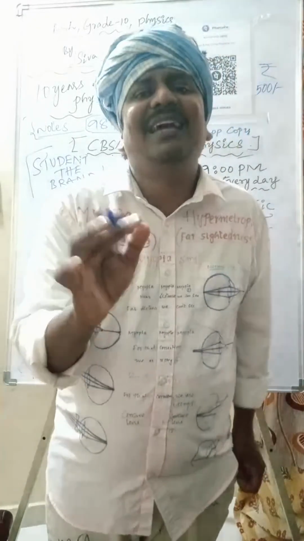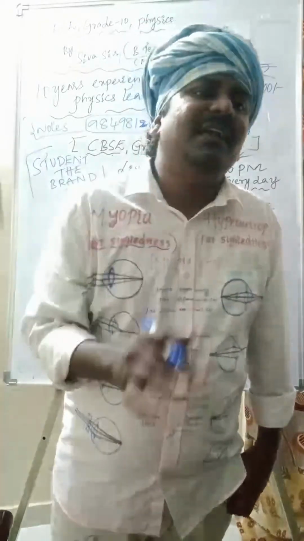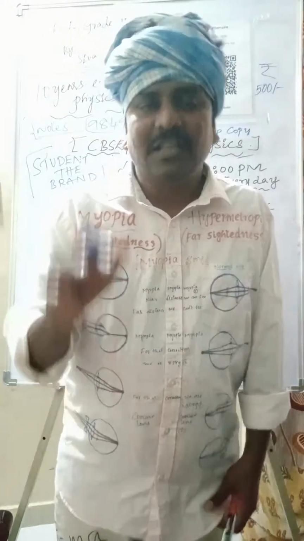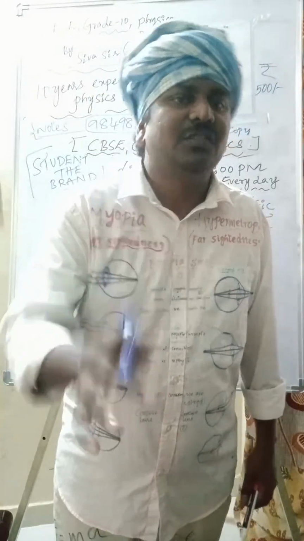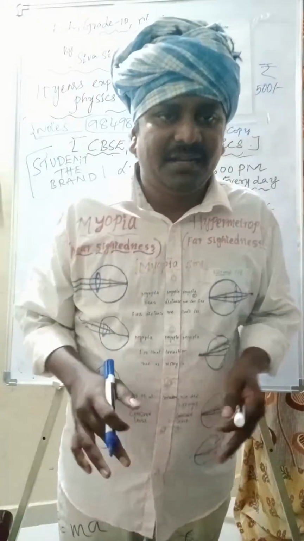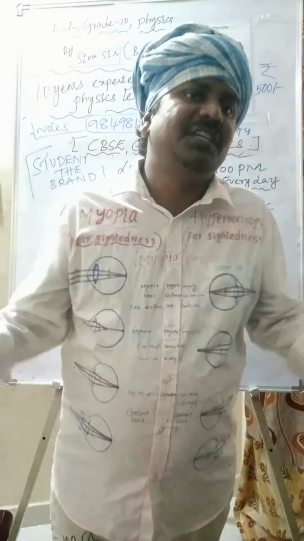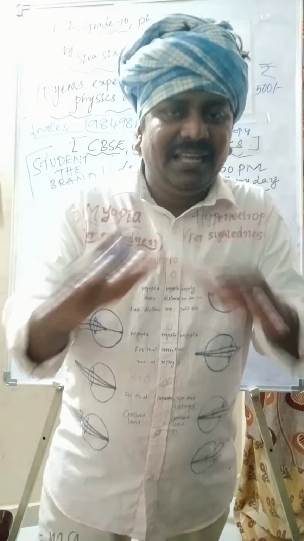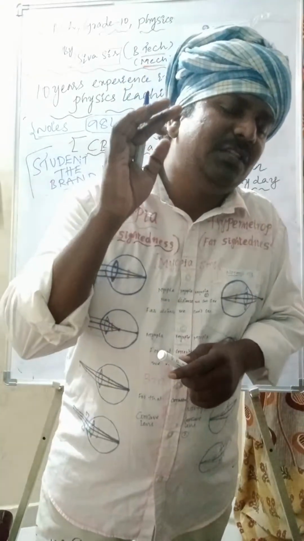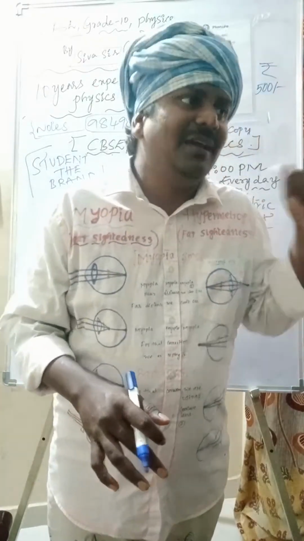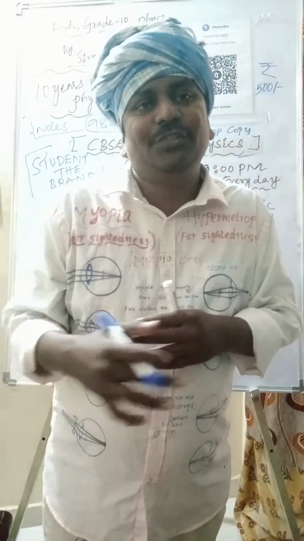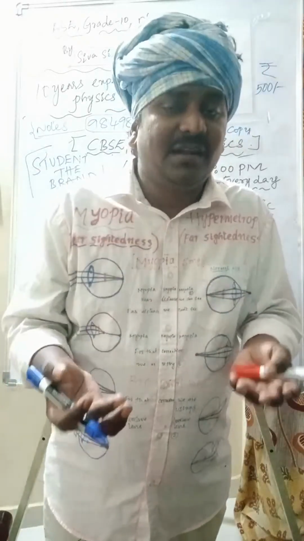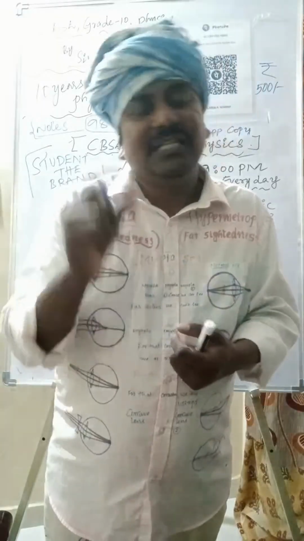If the current direction changes, the polarity of the battery changes. If the polarity of the battery changes, automatically the magnetic field direction also changes. So what rule do we use to identify the magnetic field around a straight conductor? That is the right hand thumb rule.